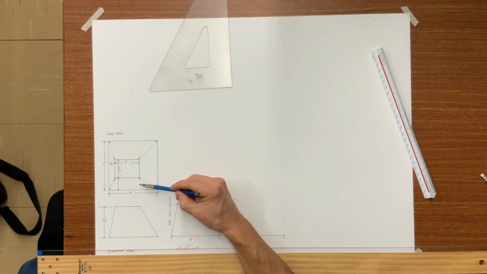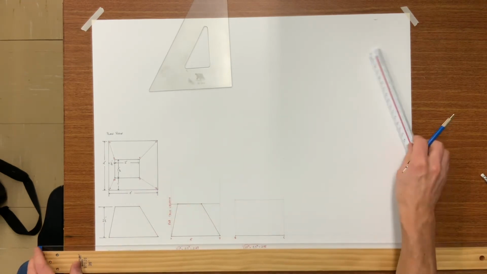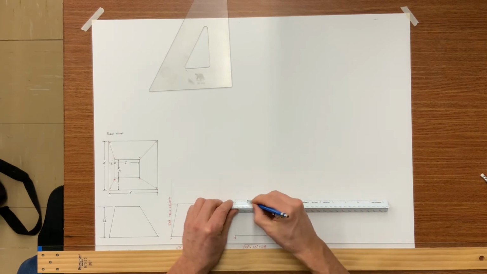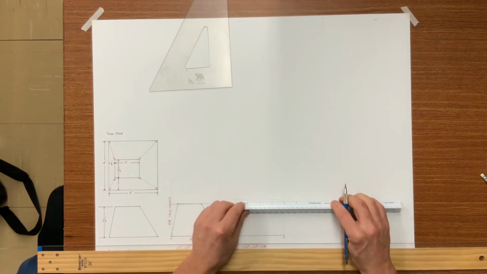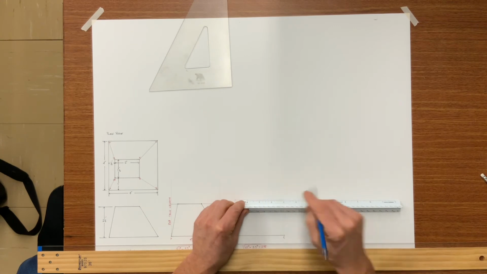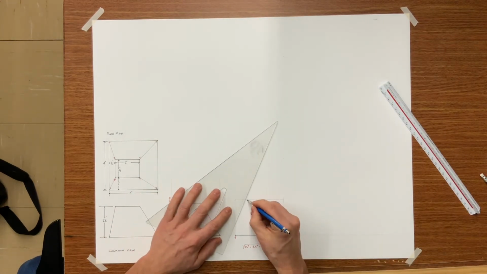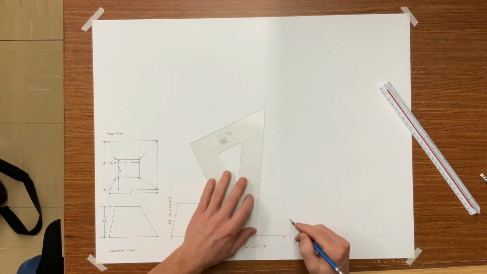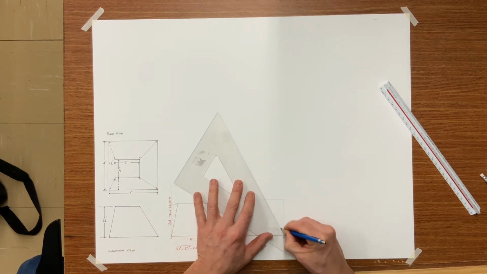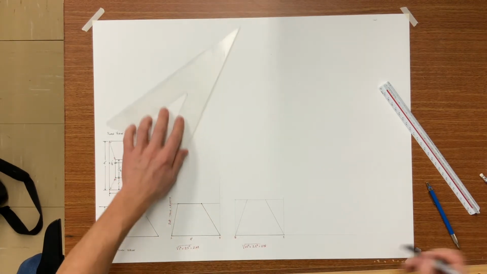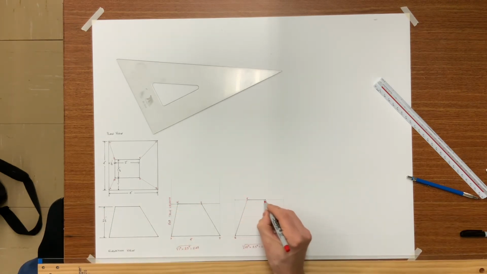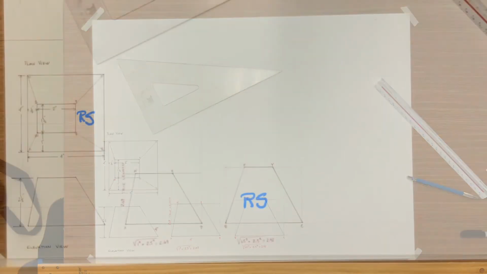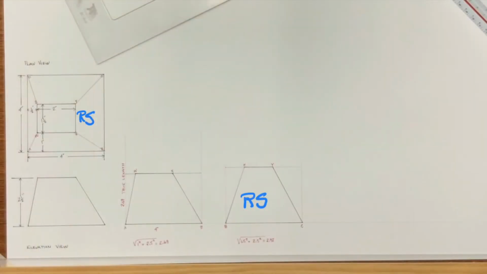This is 1 inch. X is 1 inch in. We know the side is 1.5 inches. You have now located X and Y. That was the right side development. Now let's go ahead and do the bottom.